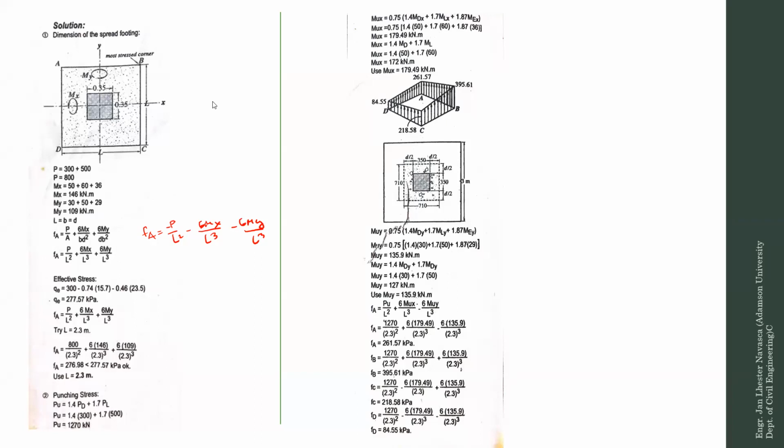Okay, and also to equate this effective stress, gagawin natin, equate natin yung effective stress. So basically, 277.57, equate it to the ito, yung soil pressure natin. So equate natin sila. Okay, so 277, actually ito na sila eh. Ito na yung equation na yun. Okay, so 277.57.